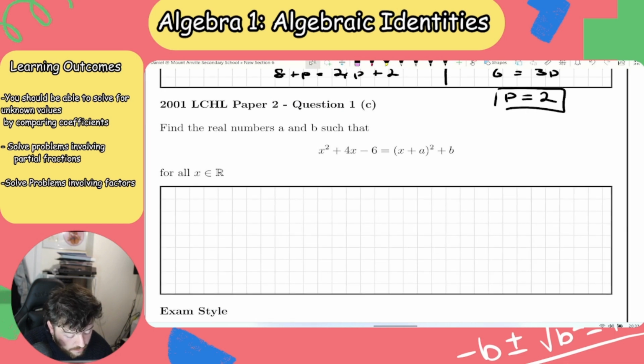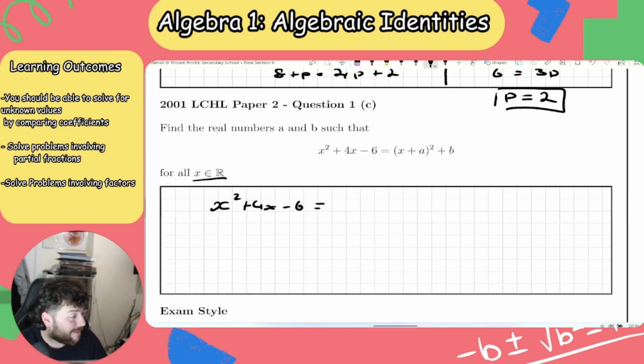Find the real numbers a and b such that x squared plus 4x minus 6 is equal to (x plus a) all squared plus b for all x an element of the real numbers. So x can be a fraction, x can be 0.3578, x can be any number we want. So I'm going to multiply this expression out. So I have x squared plus 4x minus 6.